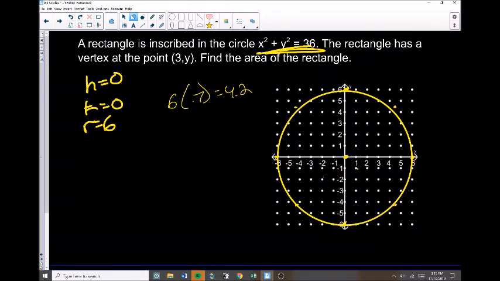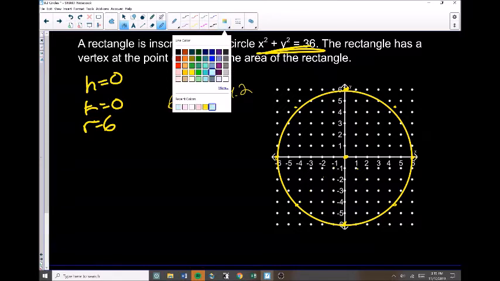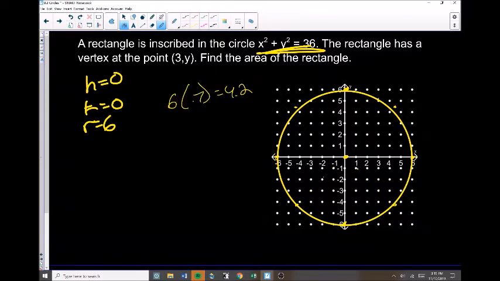Well, there's going to be a rectangle located someplace with the point 3, comma y. So someplace here. I don't know exactly what that coordinate is. I don't think it's at the point 3, 5. If I plug in 3 for x and 5 for y, I'm going to get out 34, not 36. So it's actually a little bit higher than the point 3, 5. It's like 3, 5.1 or 5.2 probably. But there's some rectangle that is inscribed in this circle.